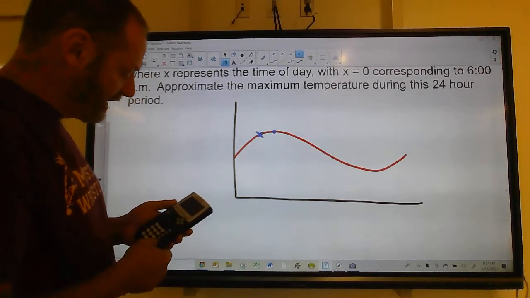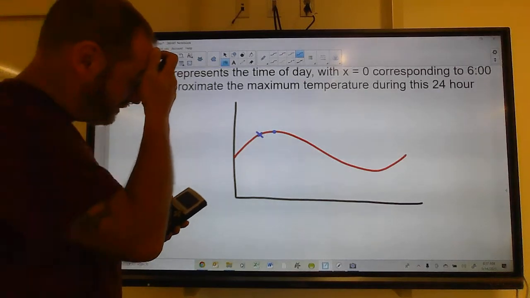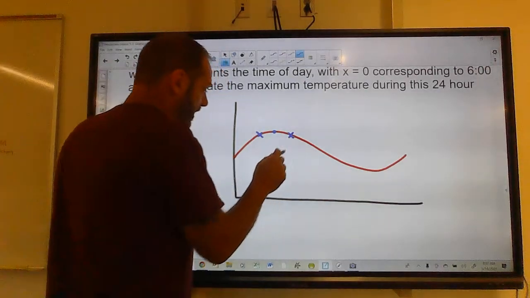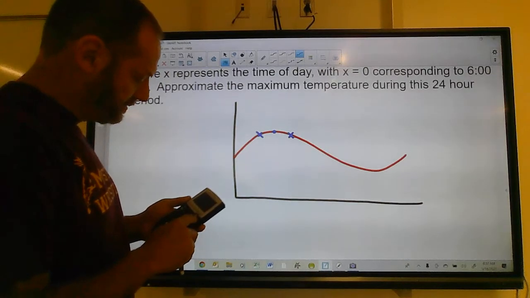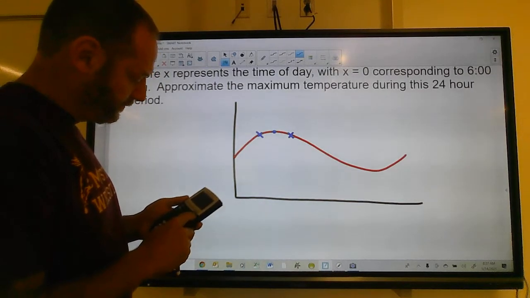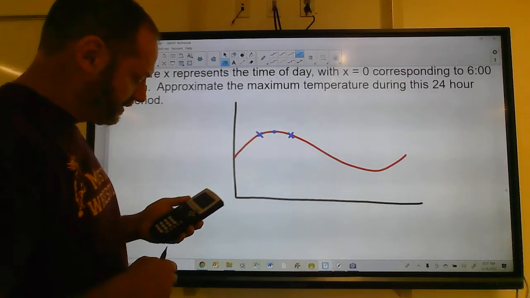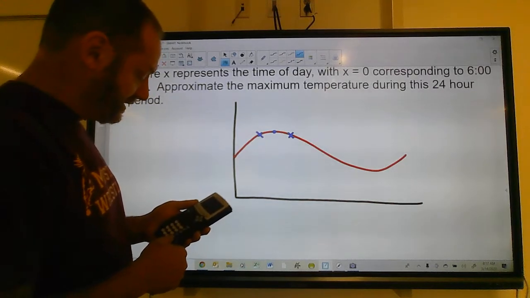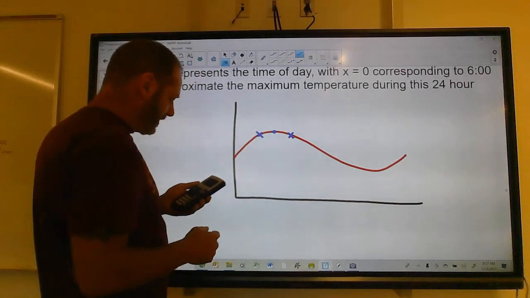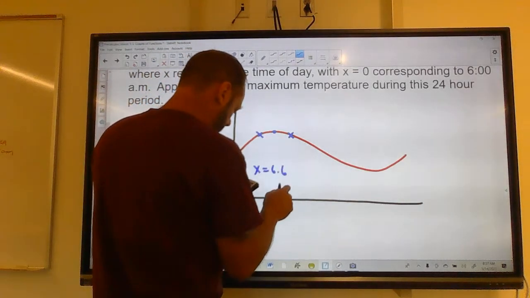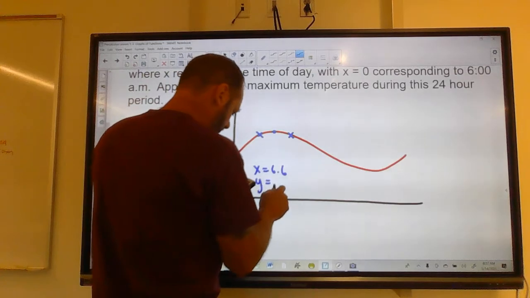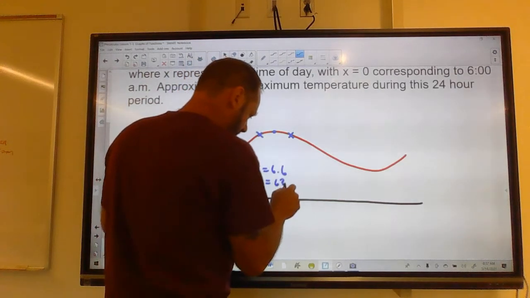Okay, so I hit enter. Now it says right bound. So now I'm going to move it so that it's on the right side of that peak. So I arrow to the right, and I hit enter, and now it says guess, and then I have a guess, and it says x equals 6.6 and y equals 63.9.